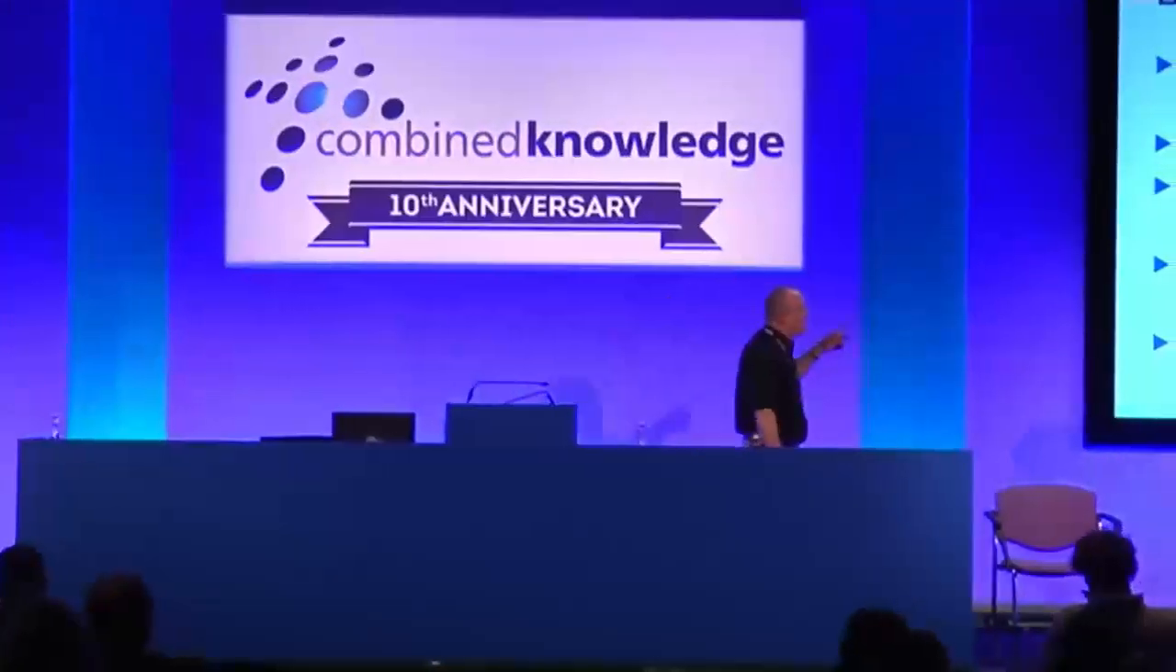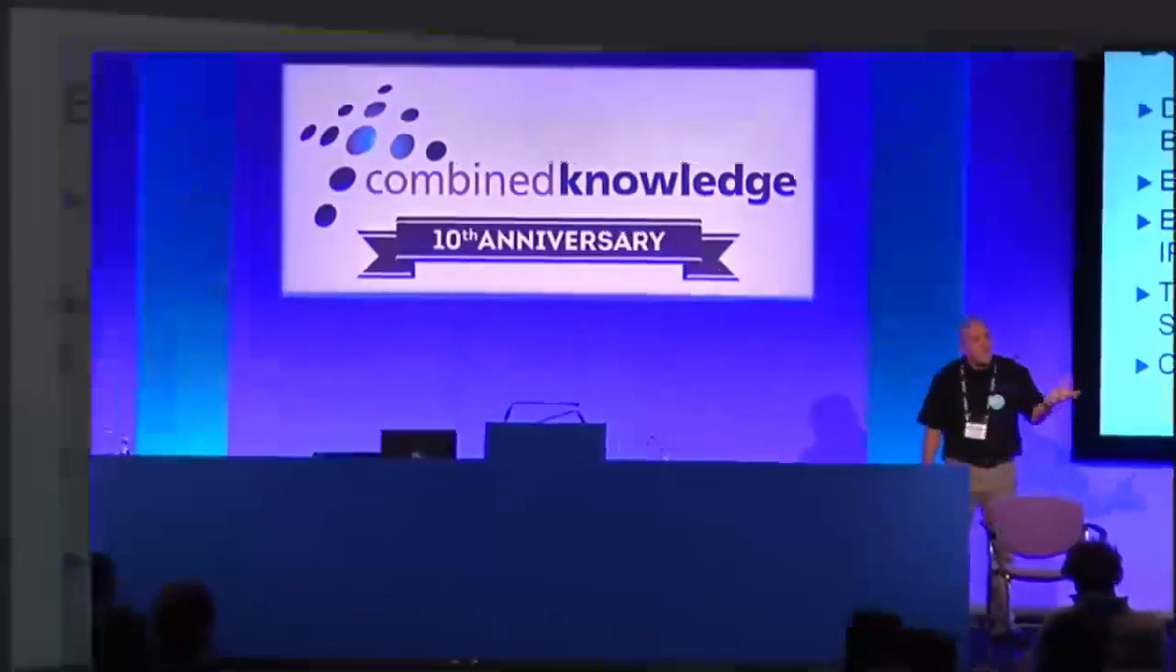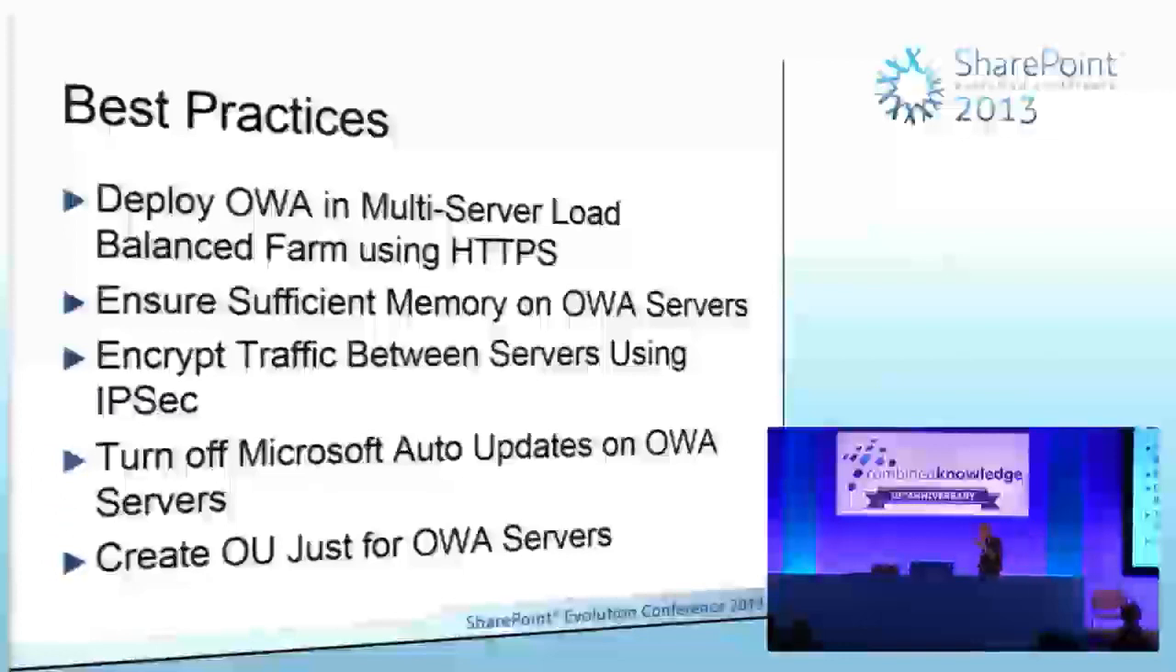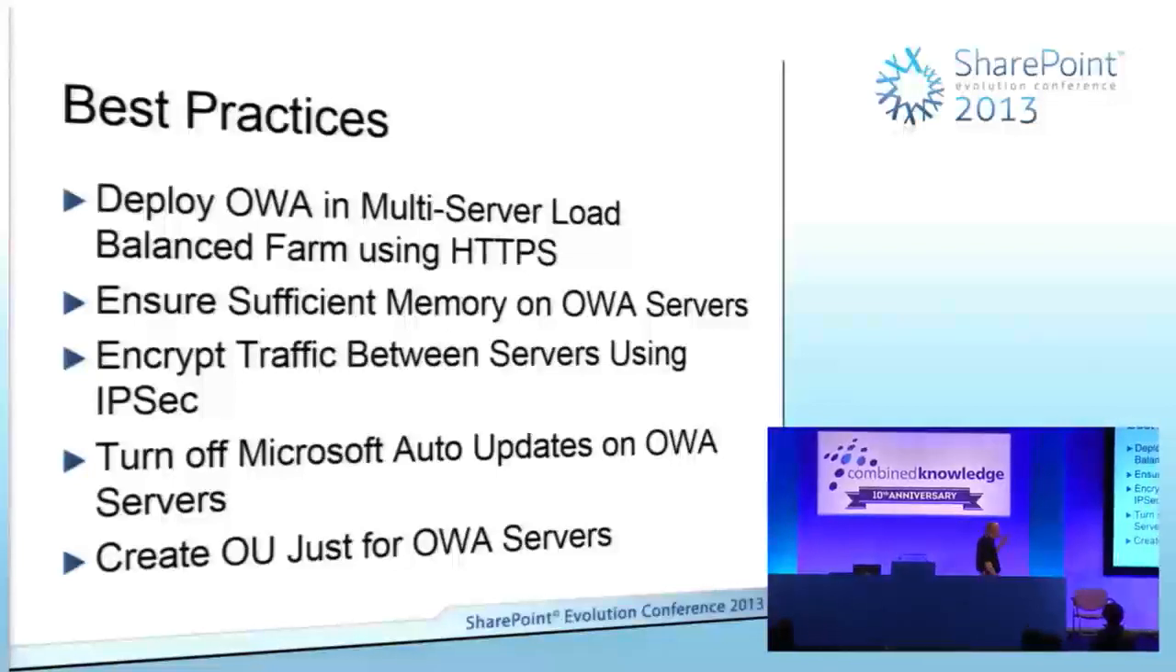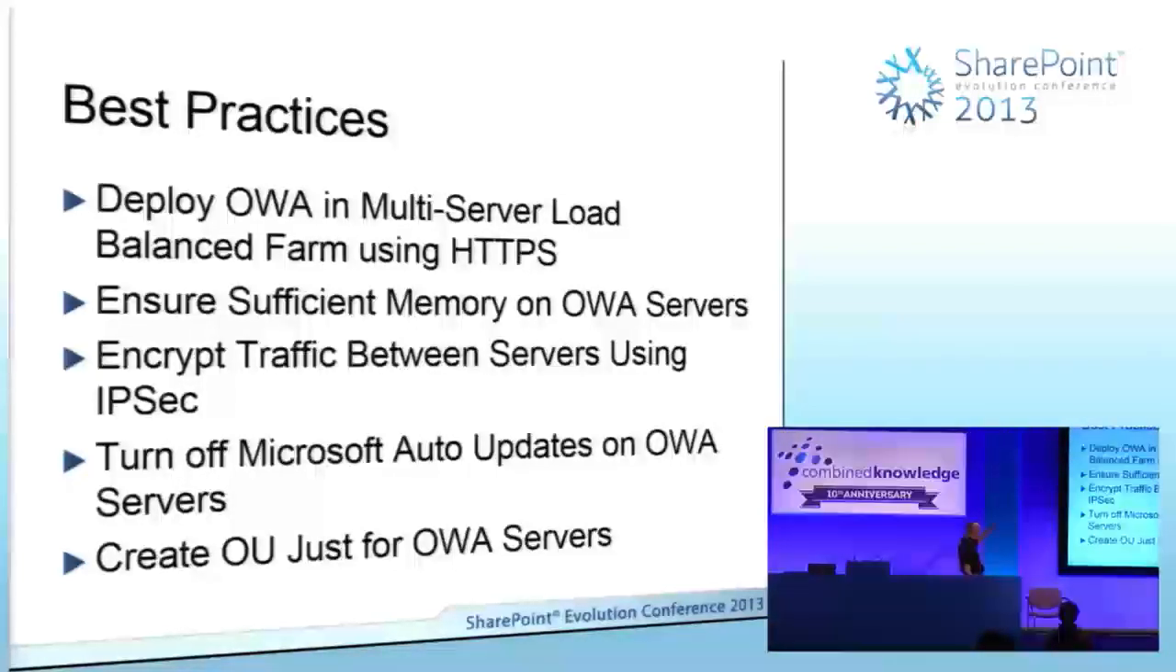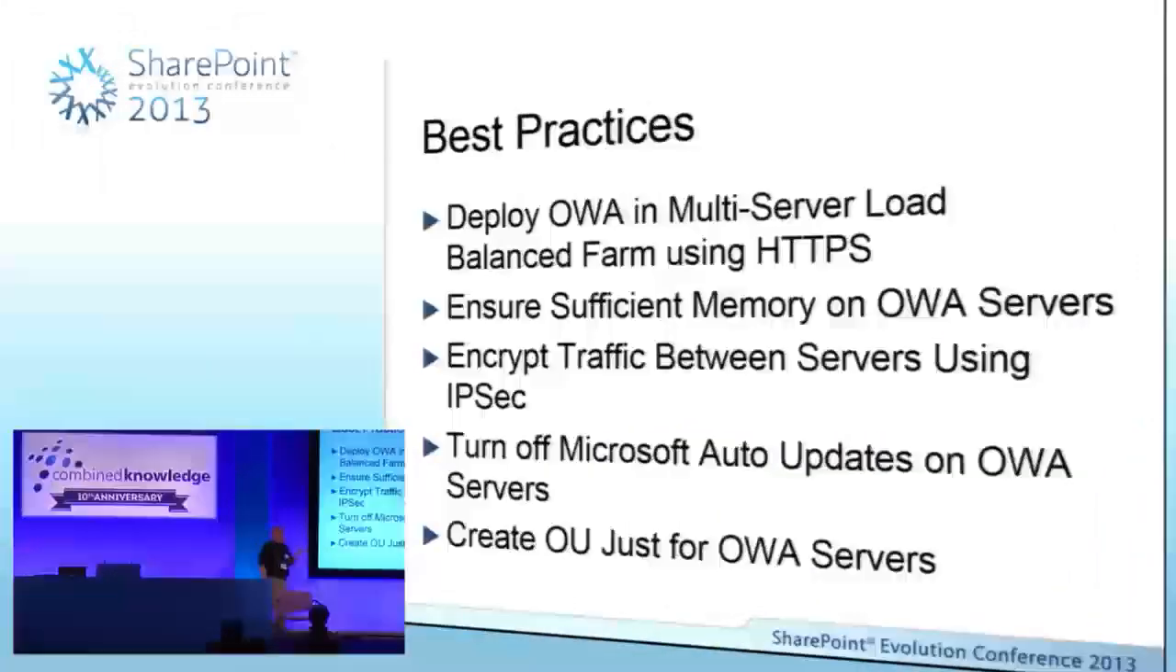Ensure sufficient memory on your OWA servers, because there could be huge documents with 10, 20,000 users opening up documents, especially if you've got editing turned on. Encrypt traffic between servers using IPsec. Again, we didn't do that, but I want you to do that. Turn off Microsoft updates on the OWA servers. Turn it off on every server, but because we're talking about OWA in this particular session, I'm just not a big fan of automatic updates, and I'm sure some of you have probably been burnt by that before.